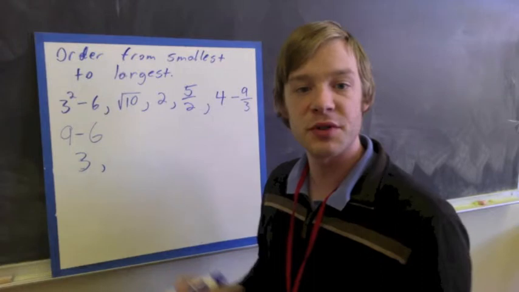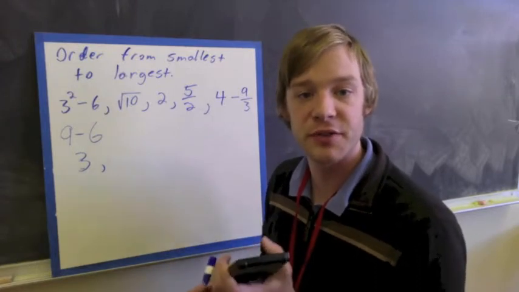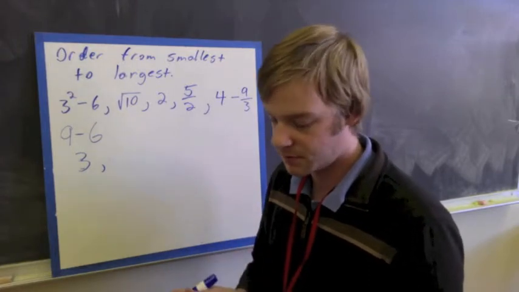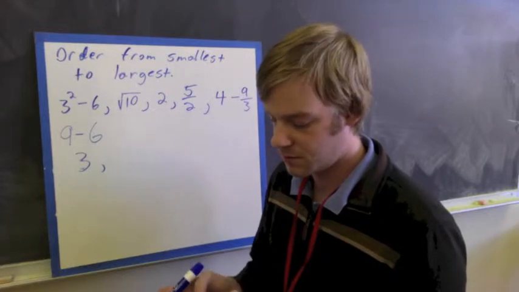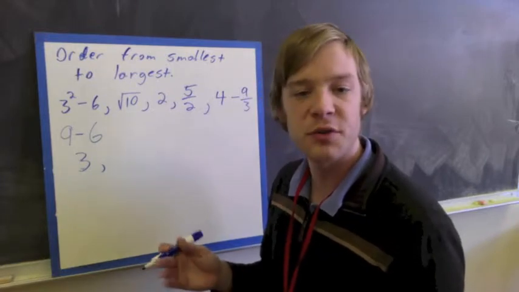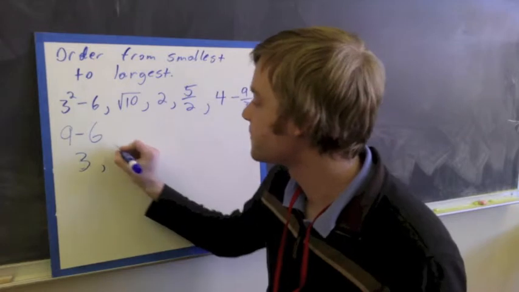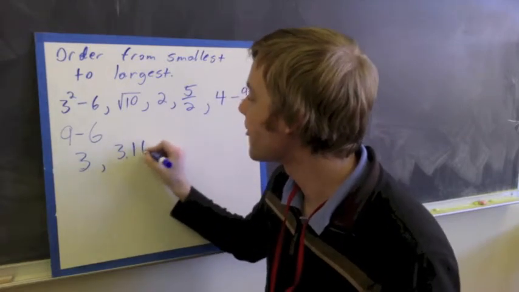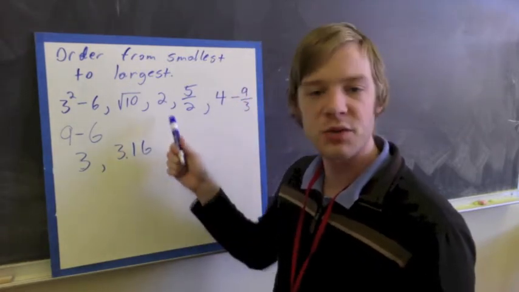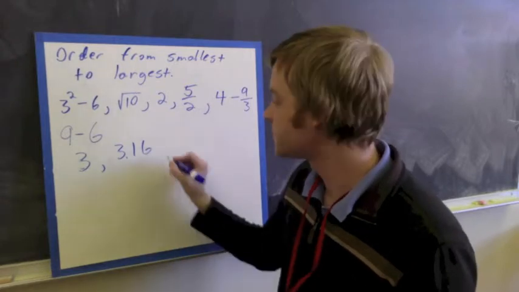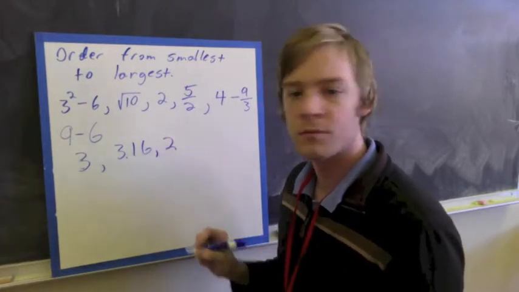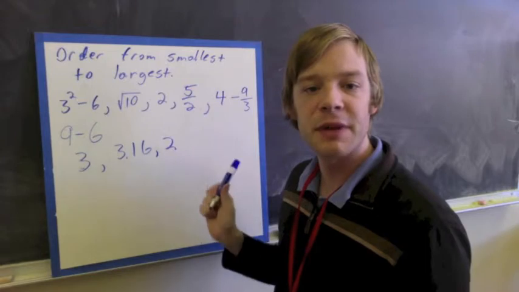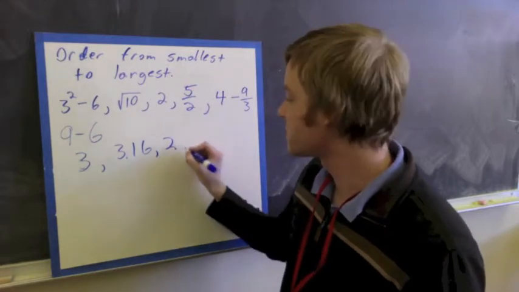Next, we need to figure out what the square root of 10 is, and you should use your calculator for that. And that should give you 3.16. Next we have 2, so that just comes on down. 5 divided by 2 will be 2.5.